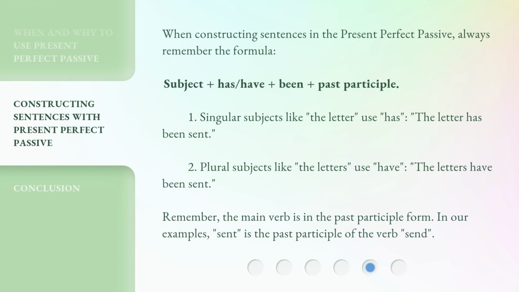When constructing sentences in the present perfect passive, always remember the formula. Subject plus has, have plus been plus past participle. 1. Singular subjects like the letter, use has: the letter has been sent. 2. Plural subjects like the letters, use have: the letters have been sent. Remember, the main verb is in the past participle form. In our examples, sent is the past participle of the verb send.